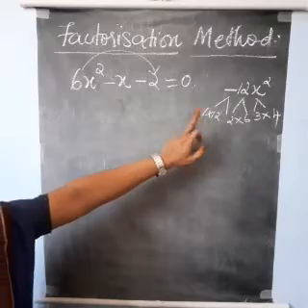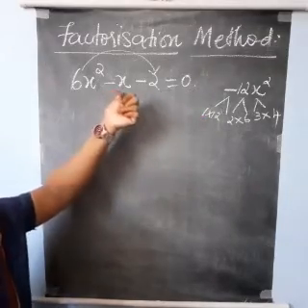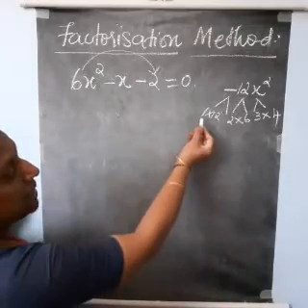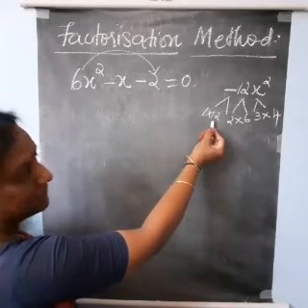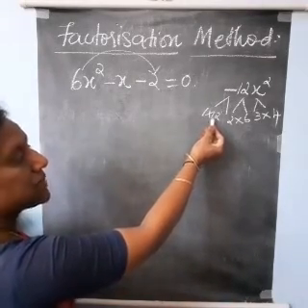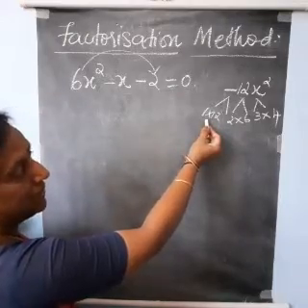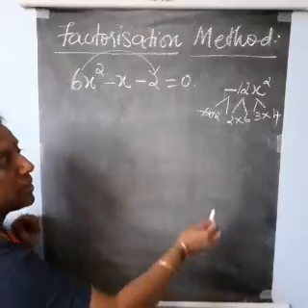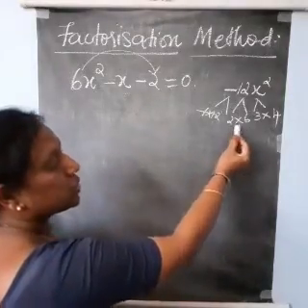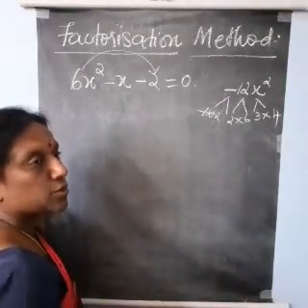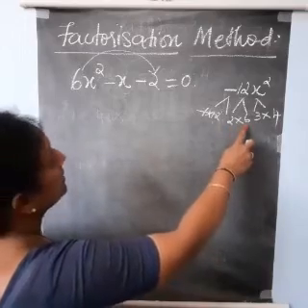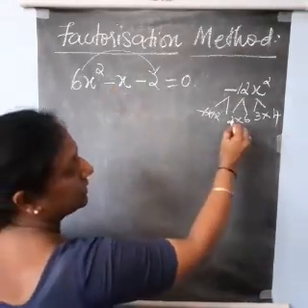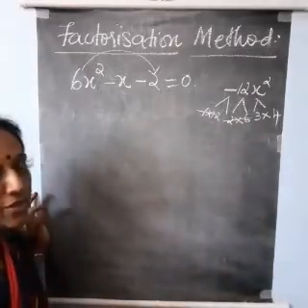Now when I add or subtract, I should get the middle term, that is minus 1. Right? So if I add 1 plus 12, I will get 13. When I subtract 12 minus 1, I will get 11. So I am not getting the middle term, so I will not use this. Now 2 into 6: when I add, I will get 8. When I subtract, I will get 4. So I am not getting the middle term, so this also will not work.